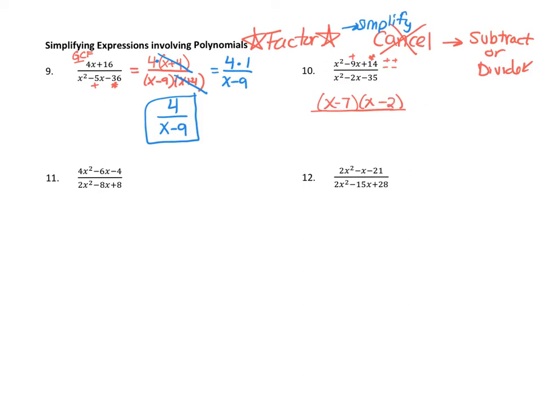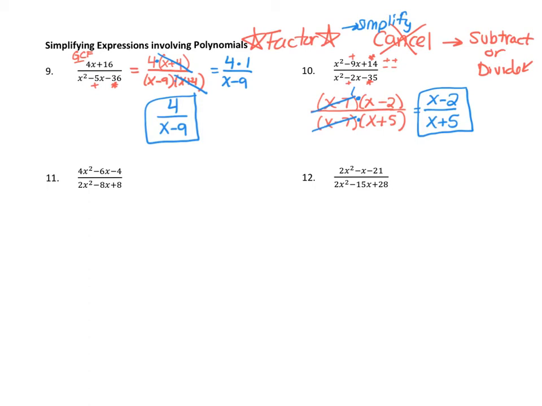I'm going to do similarly for the bottom. So multiplies to negative 35 and adds to negative 2. So that's going to be negative 7 and positive 5. Now that I've made it into a multiplication problem, I can divide. So I'm going to divide x minus 7 and x minus 7. And again, that'll give me 1. 1 times x minus 2 is just x minus 2 over x plus 5. And that would be my simplified expression.